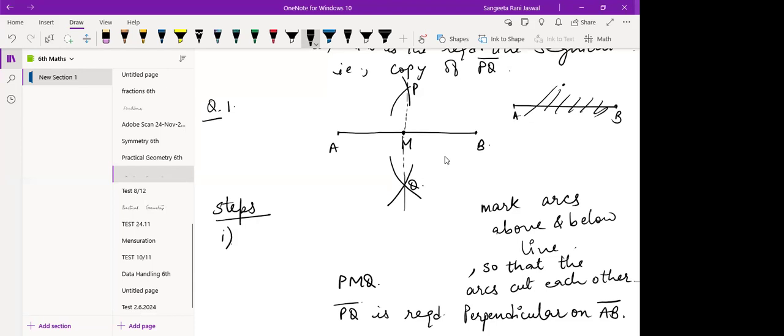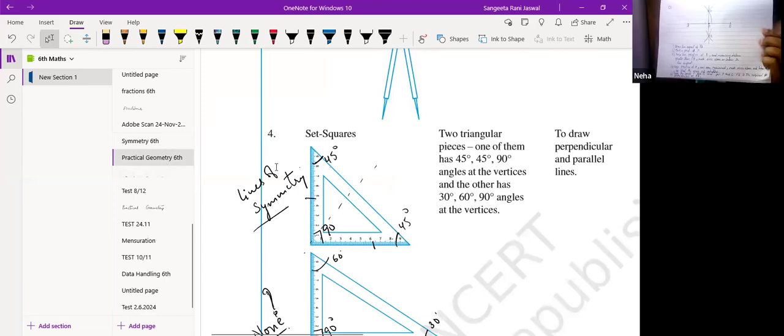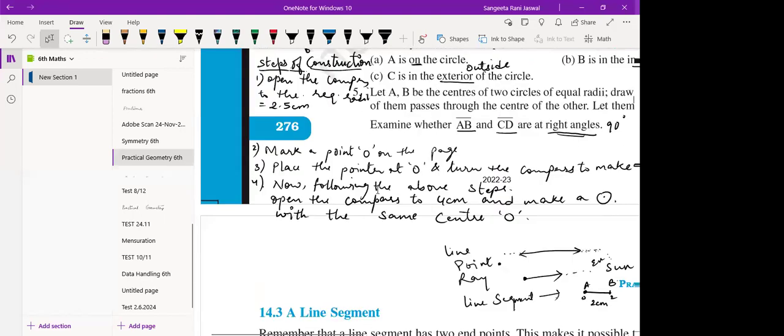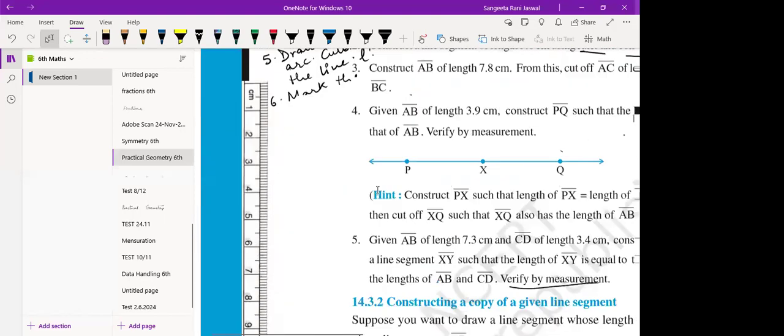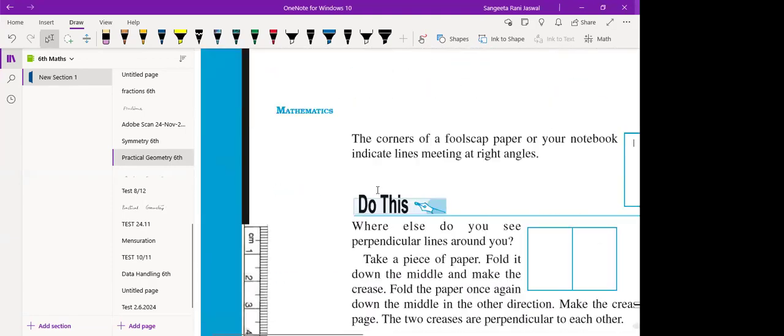Okay, let's see. Next question is, yes, good Neha, very nice. That's neat and clean. Very good. Thank you. Good, better. Construction should always be neat and clean, okay? And you should always use a sharpened pencil for that.